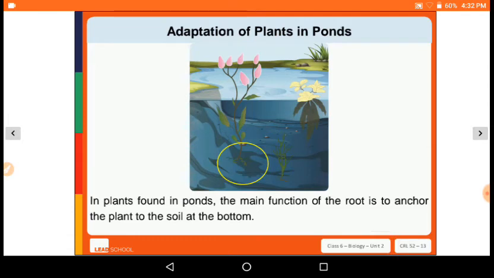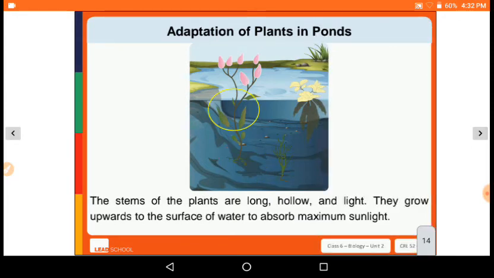In plants found in ponds, the main function of the roots is to anchor the plant to the soil at the bottom. The stems of the plants are long, hollow and light. They grow upwards to the surface of water and absorb the maximum sunlight.